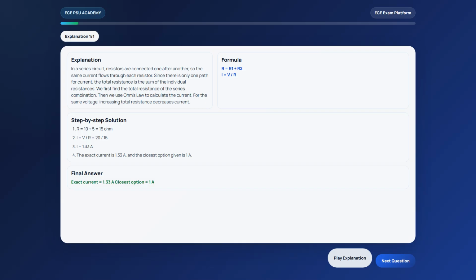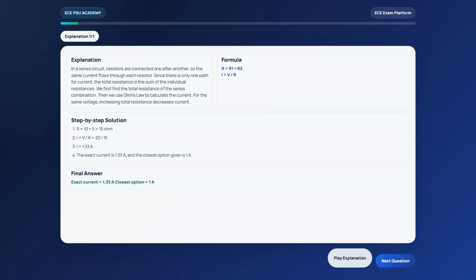In a series circuit, resistors are connected one after another, so the same current flows through each resistor. Since there is only one path for current, the total resistance is the sum of the individual resistances. We first find the total resistance of the series combination. Then we use Ohm's law to calculate the current. For the same voltage, increasing total resistance decreases current.